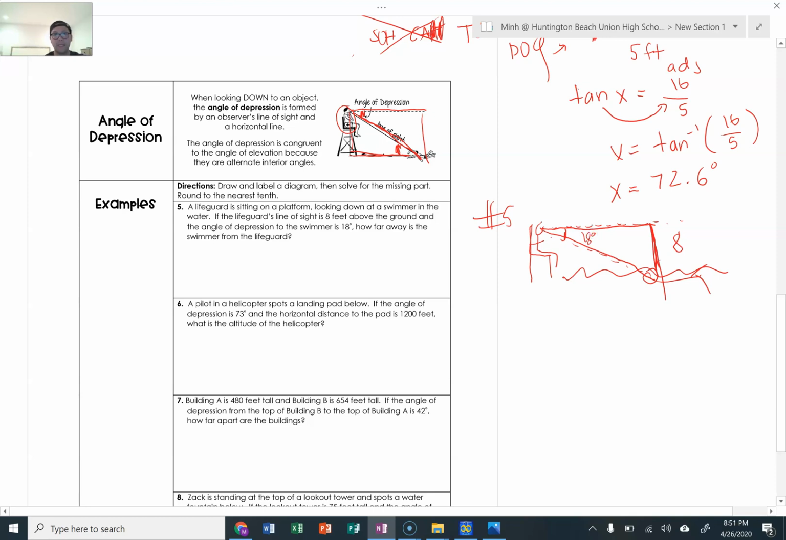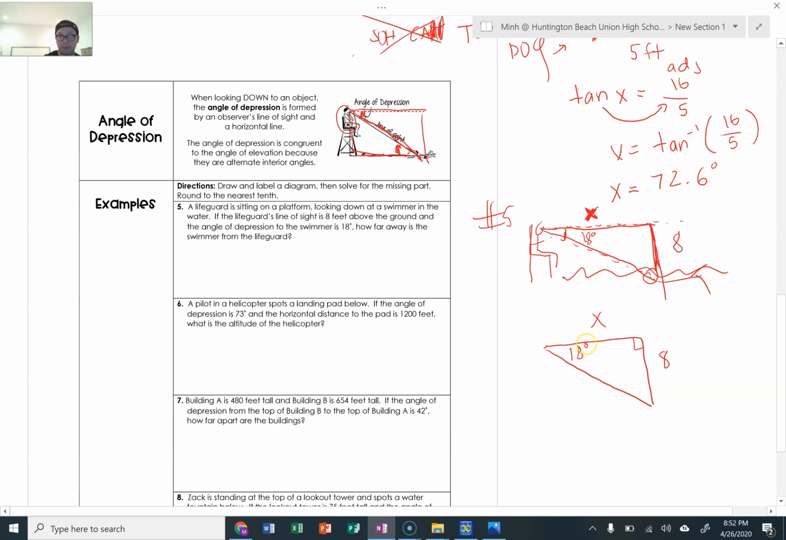How far is the swimmer away from the lifeguard? So they're asking you, what is this X right over here? That's how far the swimmer is from the lifeguard. Just to make things a little bit cleaner, I'm going to draw my right triangle. We'll relabel this a little bit neater. 8 right here. I know the angle of depression is 18. And then I have X as well. So let's go ahead and solve it.